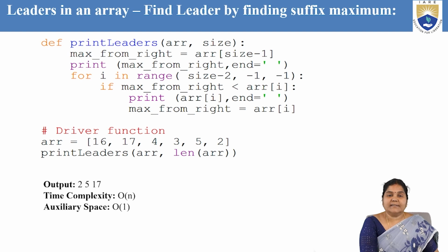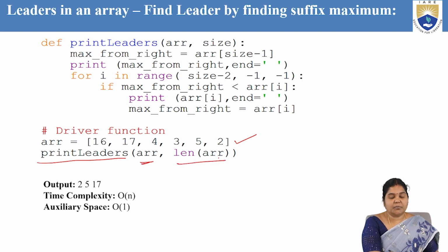Now, let us see how to write the code for this particular solution. This is called the suffix maximum solution. In this solution, let us take the array and write a function called print leader by passing the array and finding the length of the array. The length of the array is 6, so we are passing size as 6.